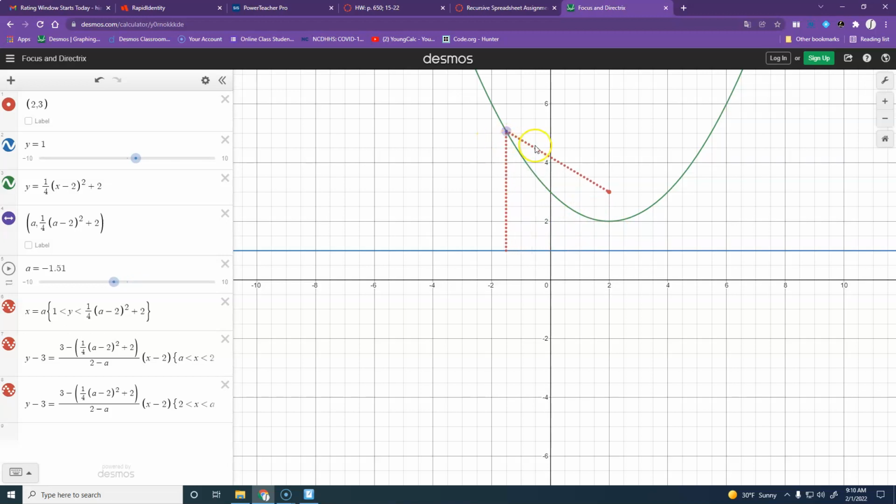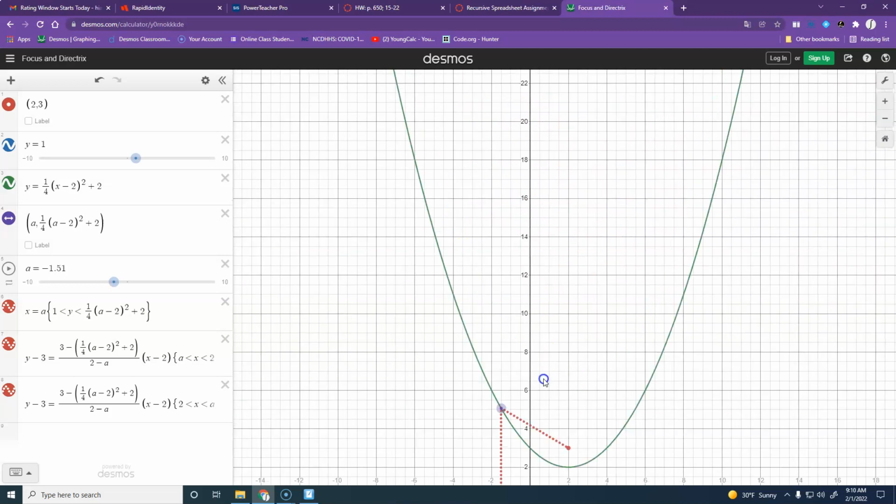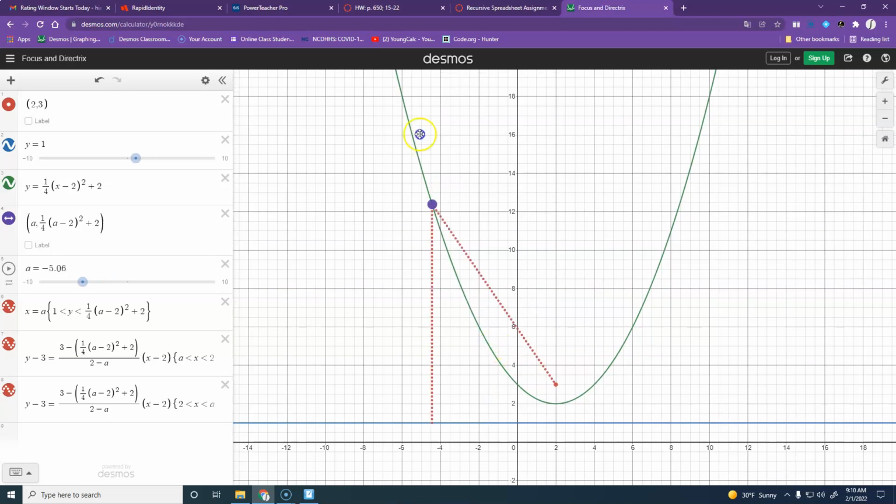You can see these two dotted red lines have the same length everywhere. So even if we zoom out some and go way over here, the parabola has the property that you're the same distance from that focus and the directrix in every case. So that is how a parabola is made. You could use that for constructing.